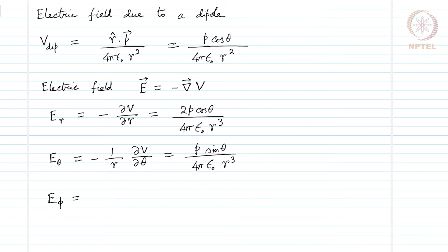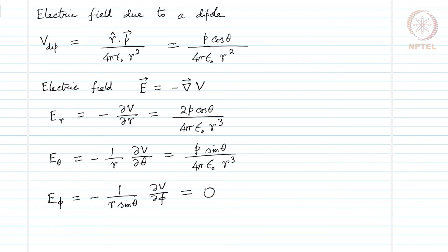Let us try to calculate the phi component of the electric field, which is minus 1 over r sine theta del V del phi. Now we can see that our potential does not have a phi component, that is, it is not a function of phi. So, if it is not a function of phi, then the partial derivative with respect to phi is going to give us a 0. So, the phi component of the electric field is always 0 given the way we have aligned our dipole.